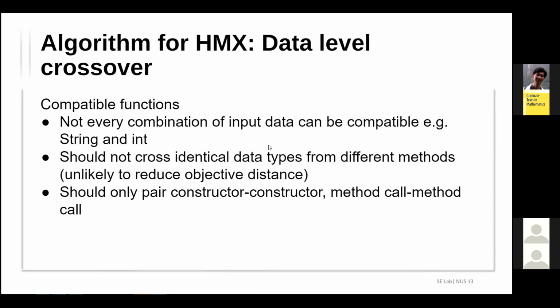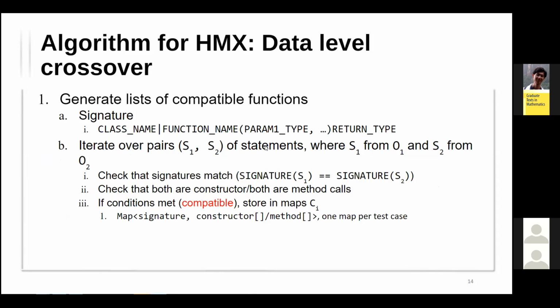Now with this concept of compatible functions, we can work on the next part. We should generate lists of compatible functions. For every method call, we generate a signature which consists of this format, and we iterate over pairs of statements.